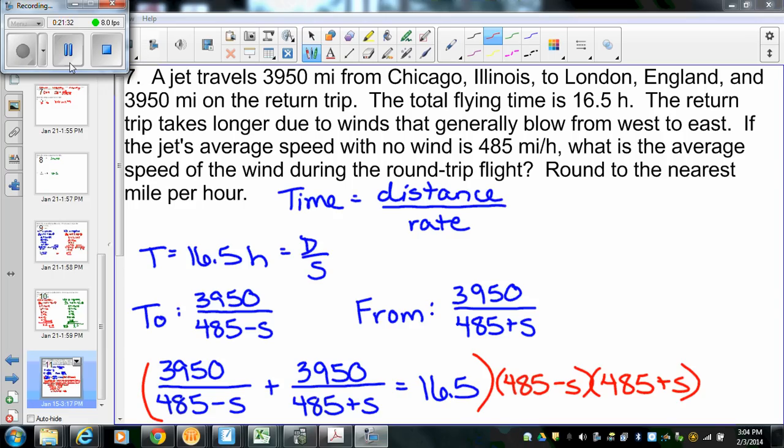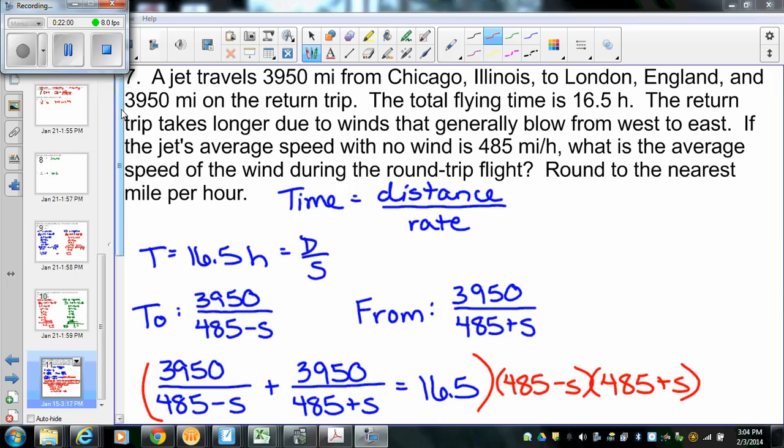Okay, so this problem says a jet travels 3,950 miles from Chicago, Illinois to London, England, and then 3,950 miles on the return trip. The total flying time is 16.5 hours. The return trip takes longer due to winds that generally blow from west to east. If the jet's average speed with no wind is 485 miles per hour, what is the average speed of the wind during the round trip flight, so overall?